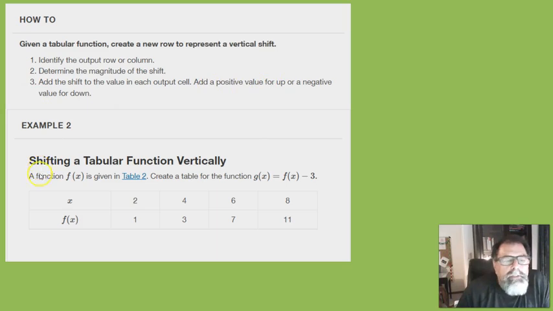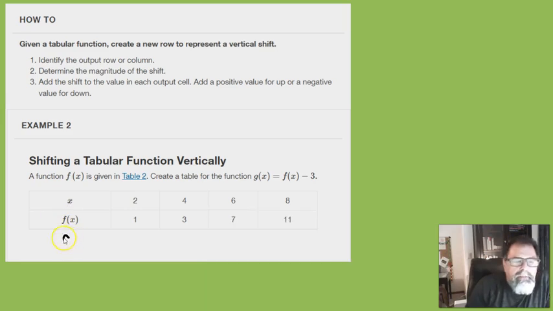So if we wanted to shift the function in example 2 vertically, we're going to take all the output values of the original function, f of x. Remember, this is the output value for the given x. And it looks like we're going to shift it down 3 units, so we're going to subtract 3 from all the y coordinates.